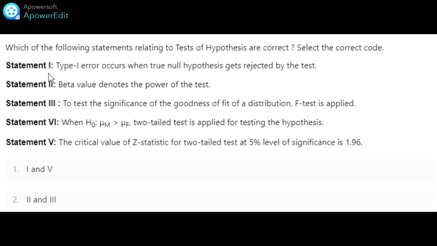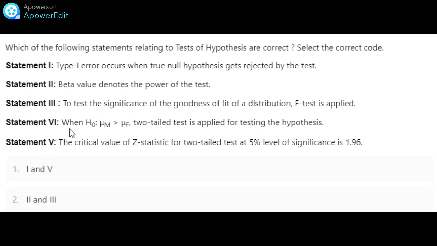So here the question says which ones are correct. Statement 1 says type 1 error occurs when the null hypothesis gets rejected even when it is true. Okay, so this is correct. Statement 2: beta value denotes the power of the test. It is wrong. 1 minus beta value denotes the power of the test. Statement 3: to test the significance of the goodness of fit of a distribution, F test is applied. So we all know now the chi-square test is applied.